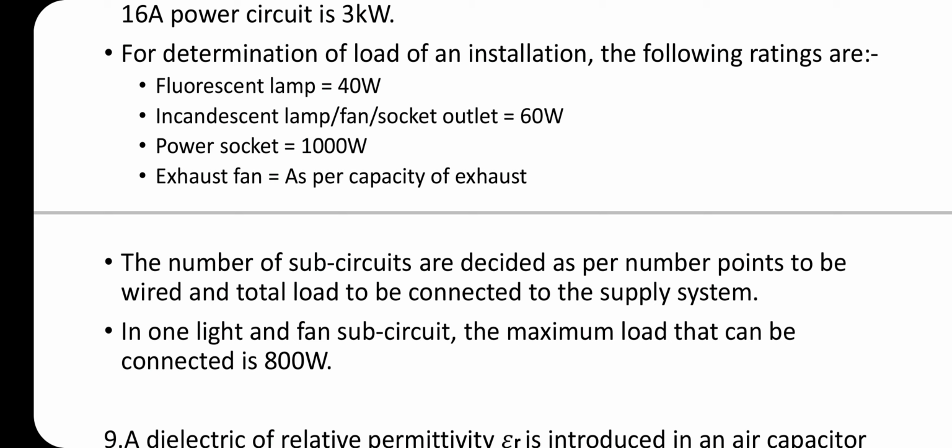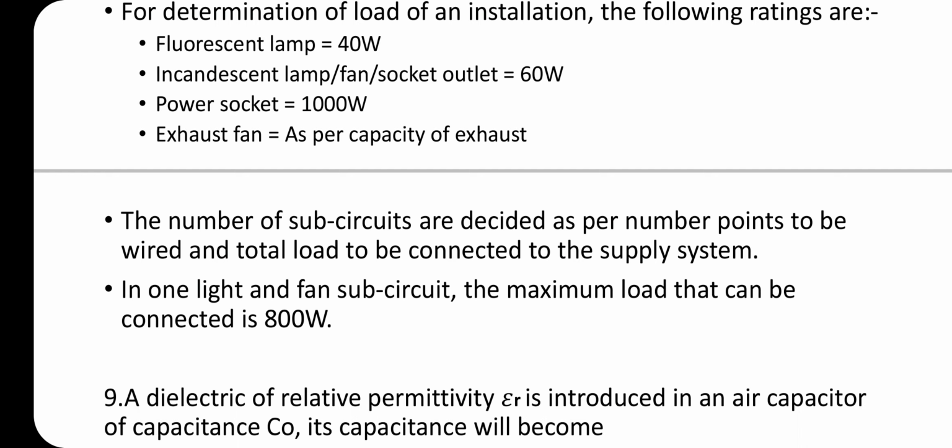The number of subcircuits is decided as per the number of points to be wired and the total load to be connected to the supply system. In one light and fan subcircuit, the maximum load that can be connected is 800 watt.